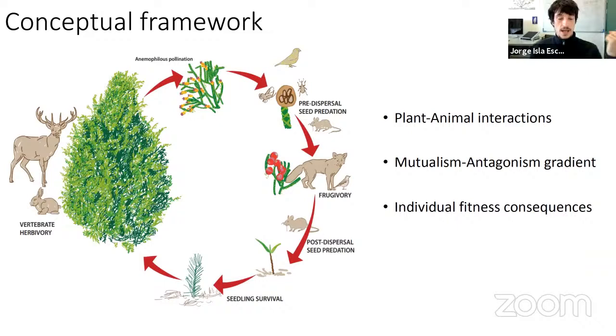So as I said, the diversity of interactions between plants and animals could be very high. In this figure, I show some of the most important interactions taking part during a complete reproductive life cycle of an individual plant. For example, there could be different types of antagonistic interaction, such as vertebrate herbivory that feeds on the leaves of the plants, or other antagonistic interactions acting in the pre-dispersal stage, the animals that feed or predate on the seeds before the frugivory action, or post-dispersal predation. And there are other mutualistic interactions, like the effect of the frugivores, which is very important for us in the plant movements.